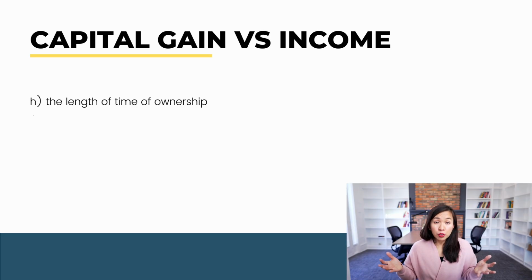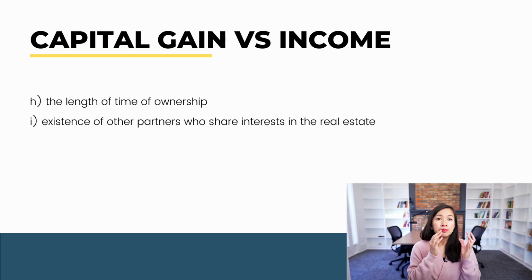The length of your ownership: if you own the property for a short period of time, it is more likely to be considered on the income account over the capital gain account. Existence of other partners: if you partner up with a specialized investor who has his own real estate agent license and also has a team of contractors, chances are the transaction is more likely to be considered on the income account instead of the capital gain account.